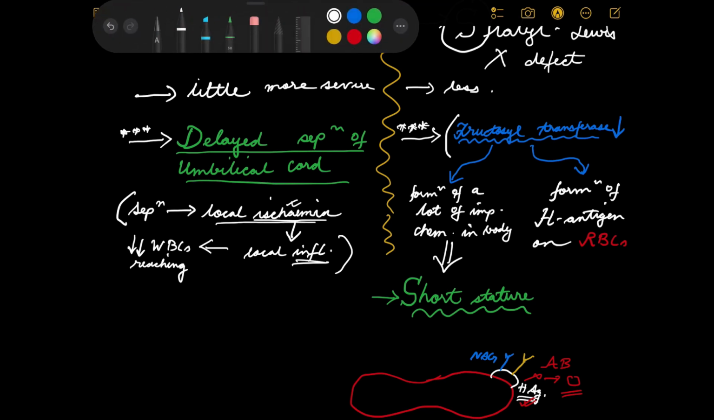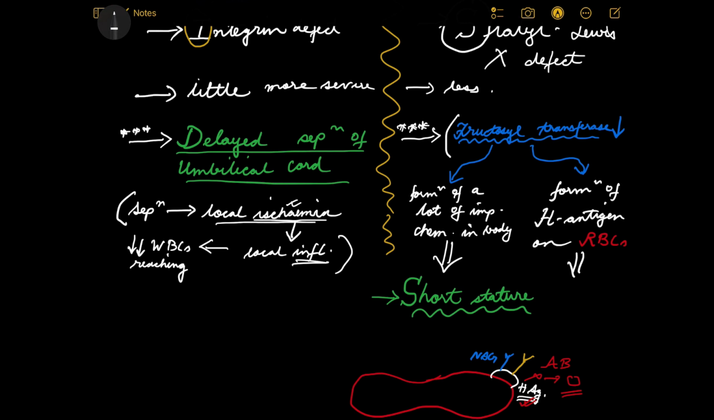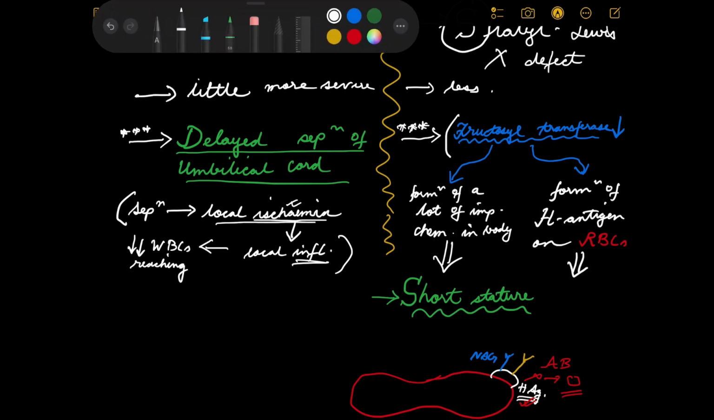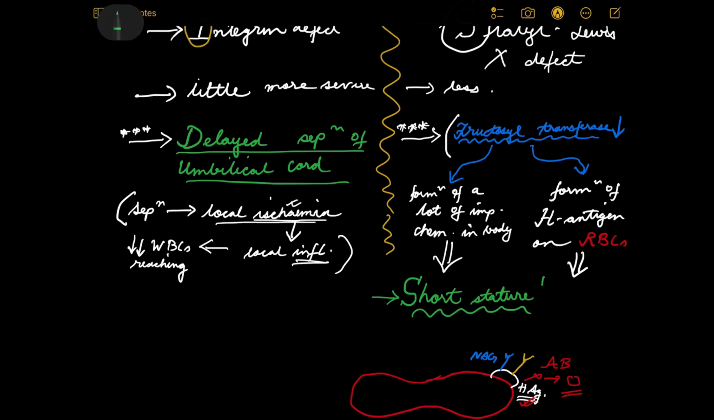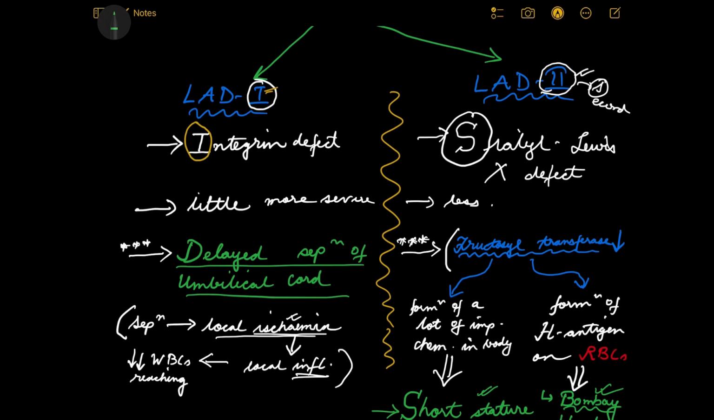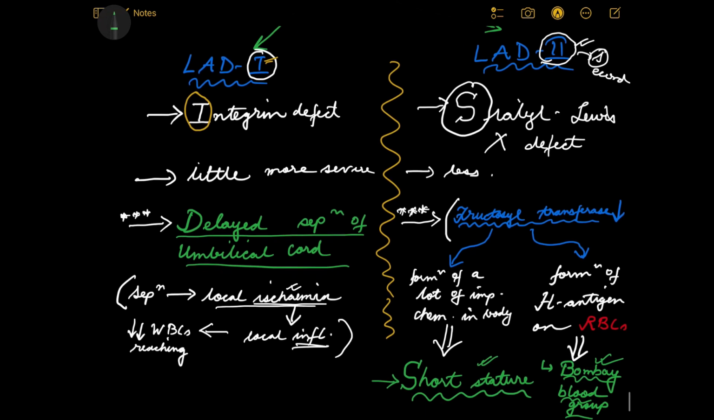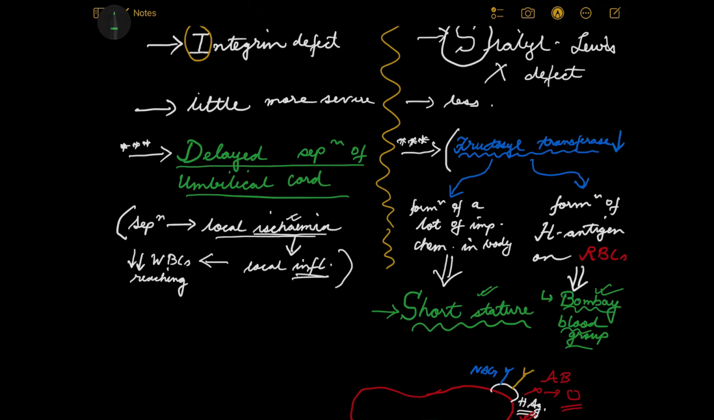That very rare blood group is another clinical manifestation of leukocyte adhesion disorder type 2, and that is the Bombay blood group. Okay, very, very important. So Bombay blood group and short stature are more or less the manifestations of leukocyte adhesion disorder subtype 2. So this is more or less the clinical picture for these two defects.